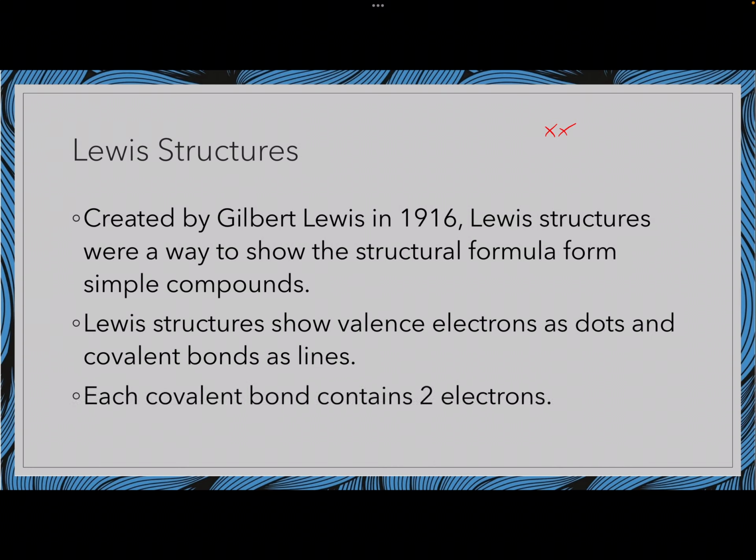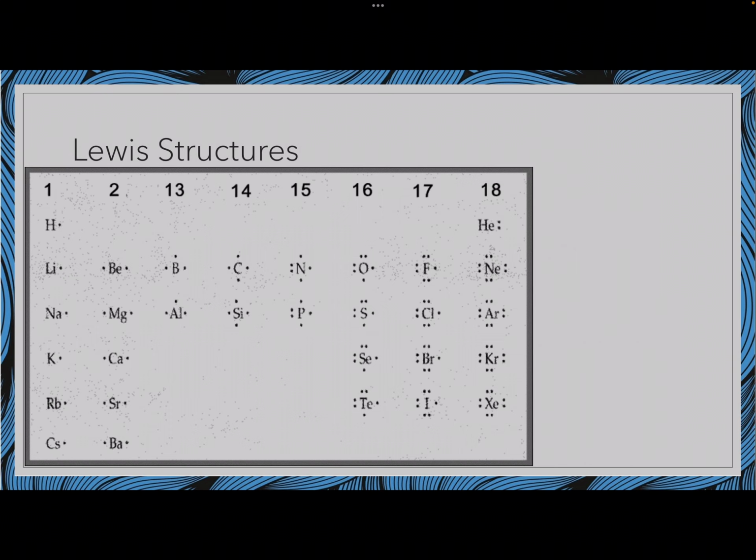Now, each covalent bond contains 2 electrons. That's why I did 2 X's at the top there. So let's have a look at the dot structures of the individual atoms before we start combining them into molecules. So this is a good table. It shows us most of the main ones that we'll be using.